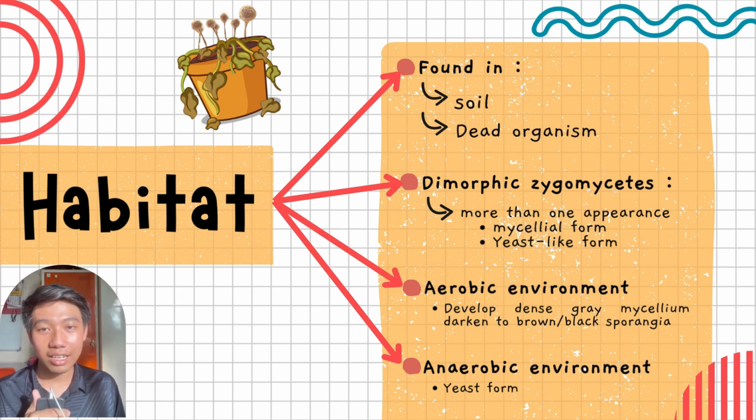So high carbon dioxide also promotes the development of yeast forms. I forgot to mention about anaerobic environment. It also requires a high concentration of hexose in order to produce yeast forms.